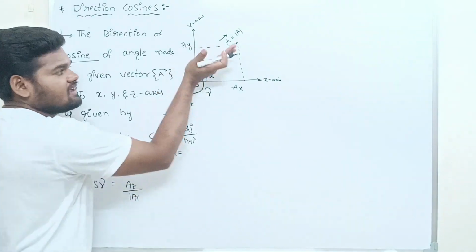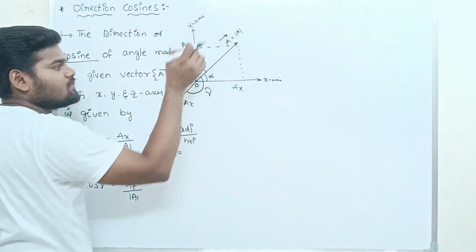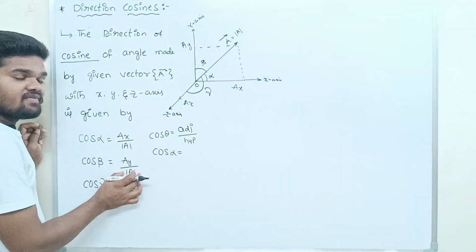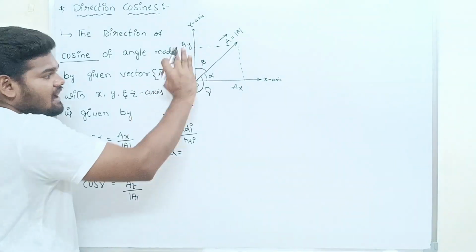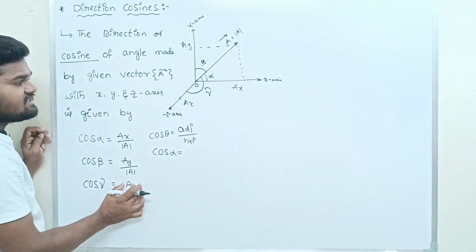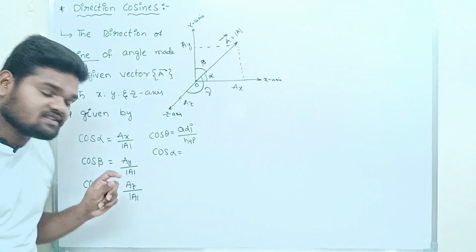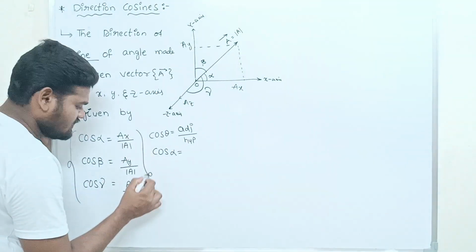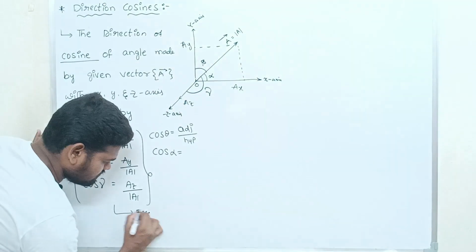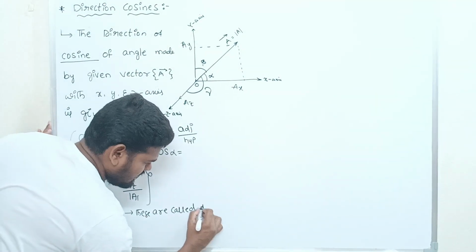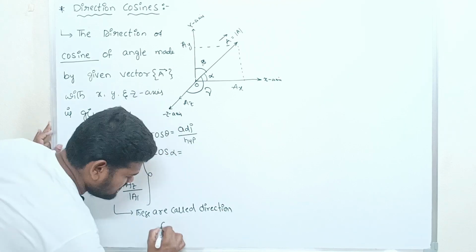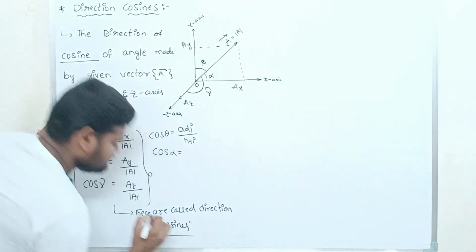So cos beta: adjacent side Ay, hypotenuse magnitude of a. Are you getting? Cos gamma: adjacent side Az, divided by hypotenuse, magnitude of a. Are you getting? Any doubts? So these are called what? Direction cosines. Okay, let's have a look.